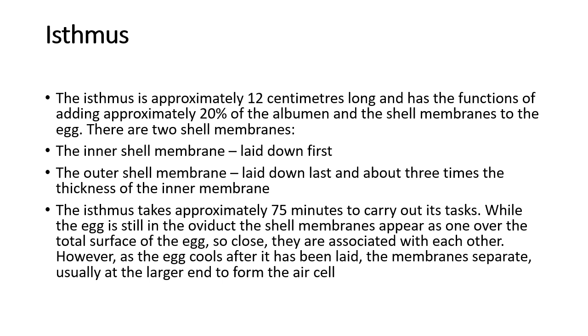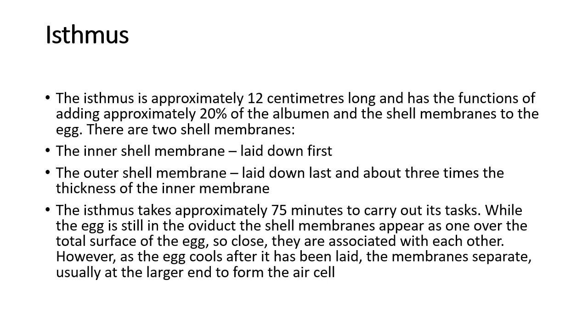Isthmus. The isthmus is approximately 12 centimeters long and has a function of adding approximately 20% of the albumin and shell membranes to the egg. The isthmus takes approximately 75 minutes to carry out its task. While the egg is still in the oviduct, the shell membrane appears as one over the total surface of the egg, so close they are associated with each other.